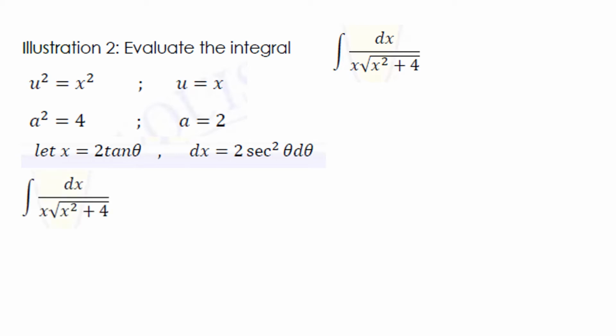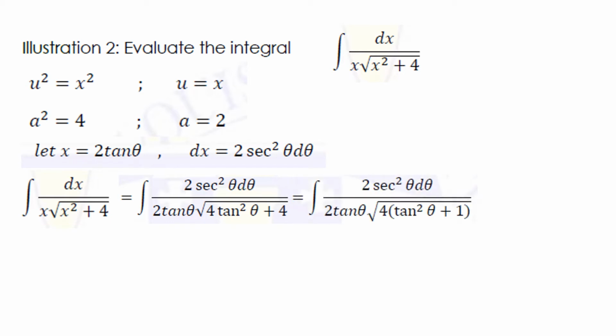If we substitute the values, it gives us the integral of 2 secant squared theta d theta all over 2 tangent theta times the square root of 4 tangent squared theta plus 4. Simplifying further, we get the integral of 2 secant squared theta d theta all over 2 tangent theta times the square root of 4 tangent squared theta plus 1.